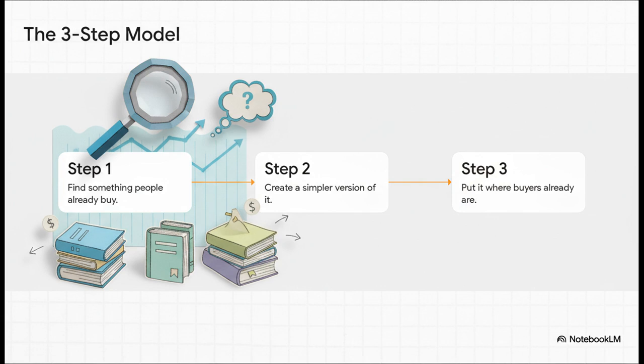Well, the whole model, and I mean the entire thing, boils down to just three simple steps. First, we find something people are already buying. Then, we create a simpler version of it. And finally, we put it right where the buyers already are. It's that straightforward. Let's dive into step one.